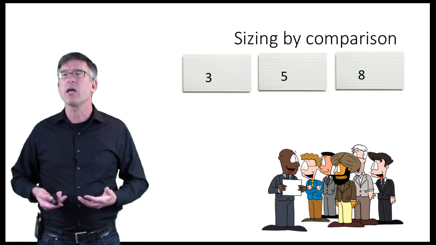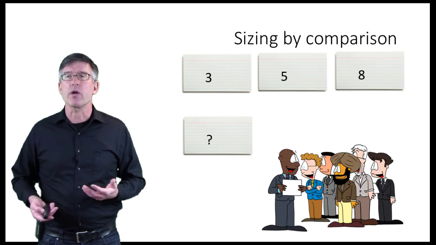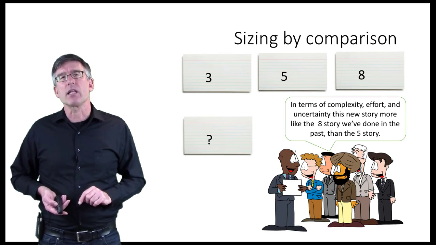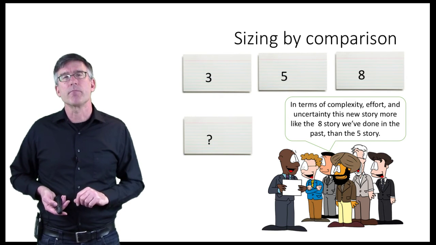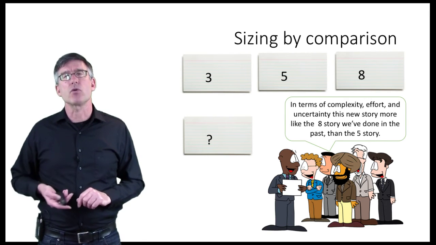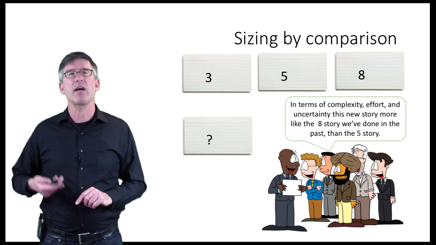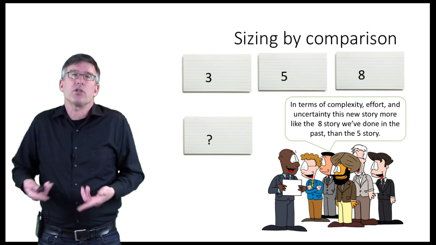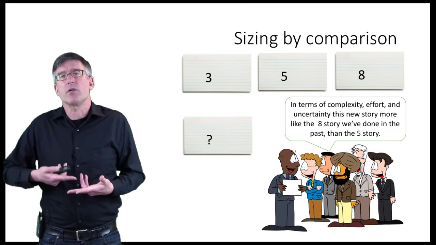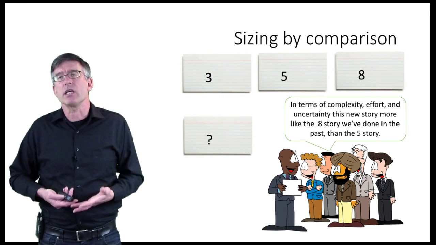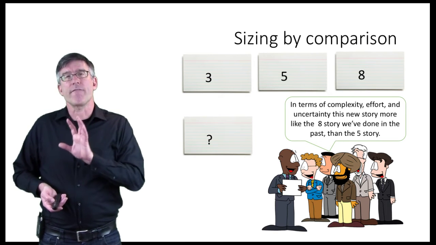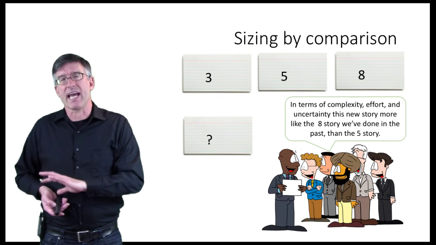We're comparing, let's say, a new story, and what we're doing is we're asking, how is this story like the other ones? So here's a new story, and we've got three other stories there. We've got a story that's representative of 5, we've got a story that's representative of 3 and 8. And we're really asking the question in terms of effort, complexity, and uncertainty: does this new story we have look more like a 3? Does it look more like a 5? Does it look more like an 8?